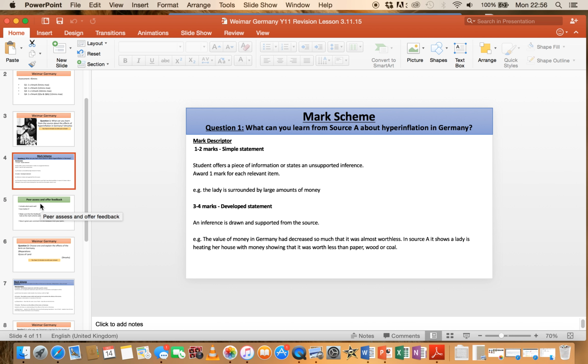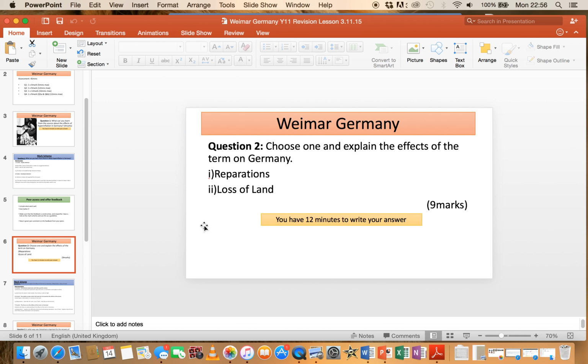Now for the 4-mark question, it's relatively straightforward in terms of the marks that you would give, but when you look at the 9-mark question, so choose one and explain the effects of the term on Germany, so either reparations or loss of land, the answer gets slightly more developed and it's slightly trickier to give a mark based on what they have written.